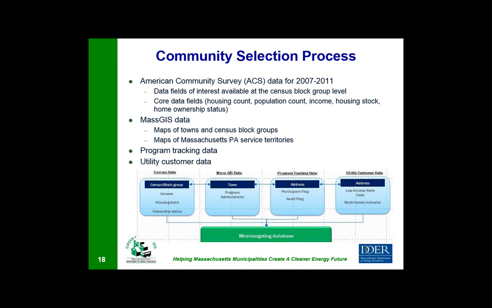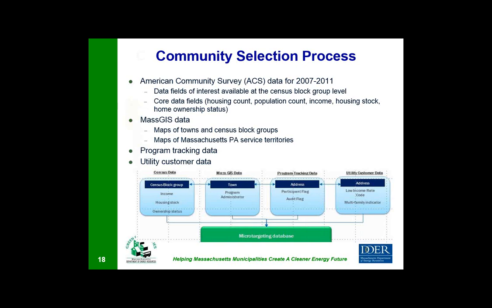As we can see here, we've got some census data, we've got the geographic data from MassGIS, the past program databases so that we could identify people living in the target communities who participated before, as well as information about the utility customers so that we could focus on those customers who we wanted not to target, such as low-income and multifamily customers. We combined all these different sources into a nice micro-targeting database that we could use to help the PAs identify communities.